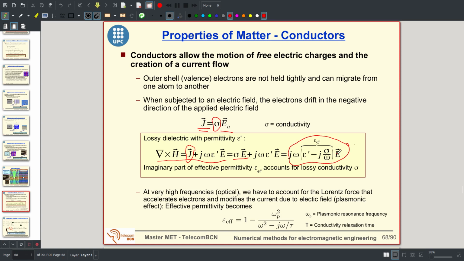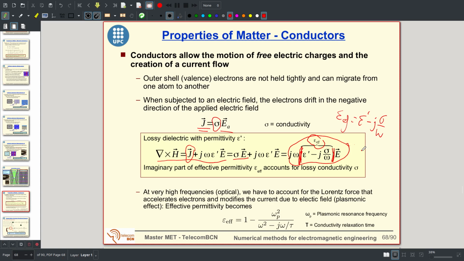And here, if we compare with the Ampere-Maxwell equation with no excitation current, we can make this parenthesis equal to an effective epsilon. So our effective epsilon is equal to the permittivity real part minus an imaginary part that depends on the conductivity. Okay, so this is the complex permittivity model of conductors that we use in engineering.